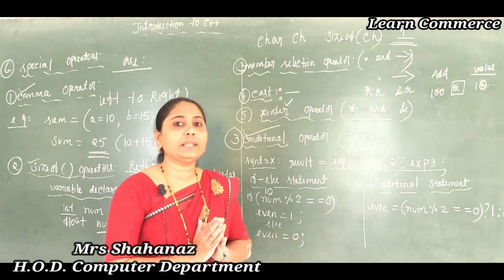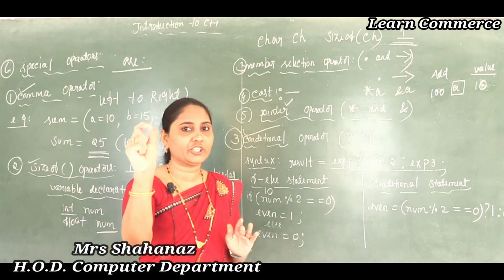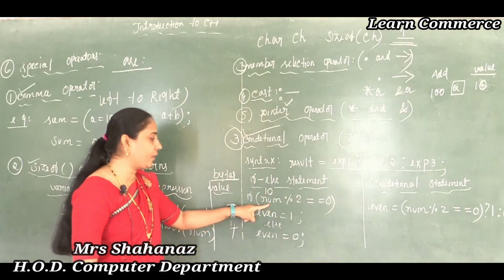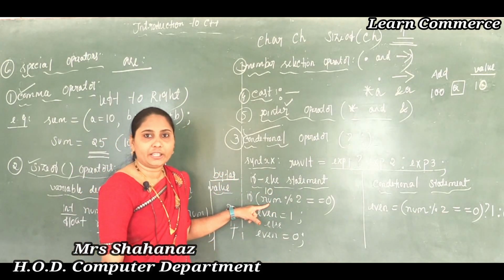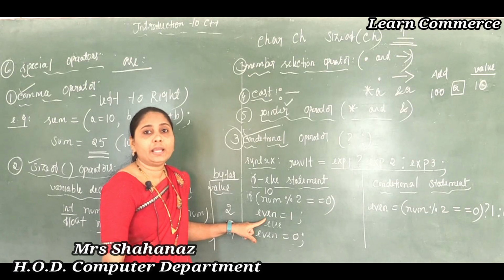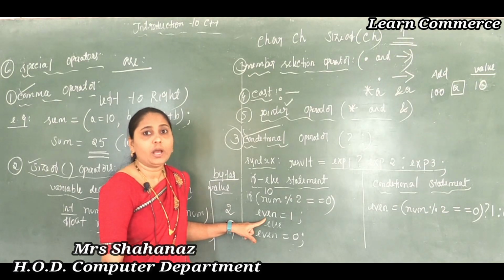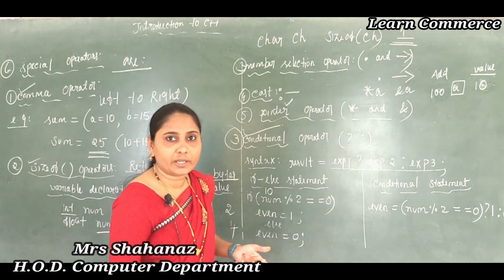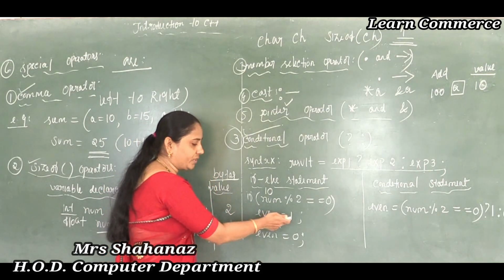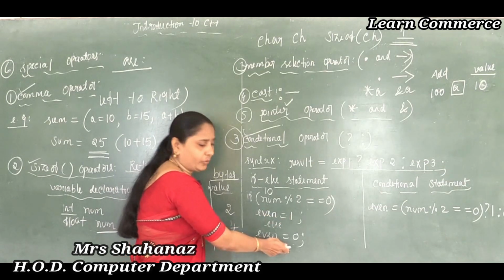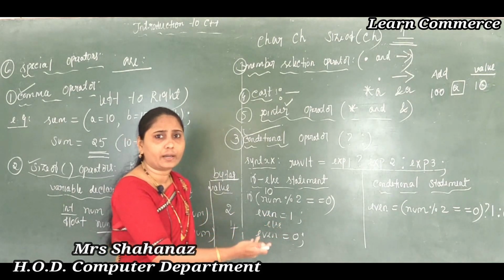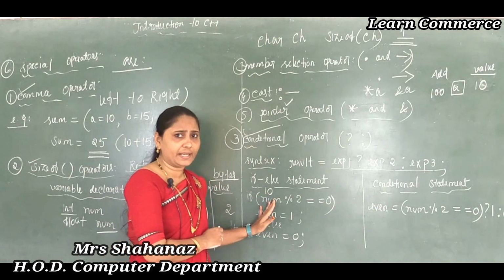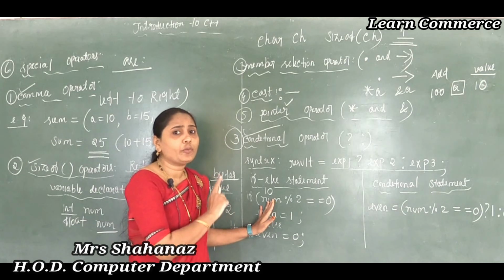As we know the syntax of if else: if condition, statement 1, else statement 2. Depending on the condition, if the condition is true, statement 1 is going to execute. If the condition is false, statement 2 is going to execute. Otherwise you can write E1 value is equal to 0, else E1 value is equal to 1. Any way you can write it, maybe up or down. Now this is the example of the if else construct.